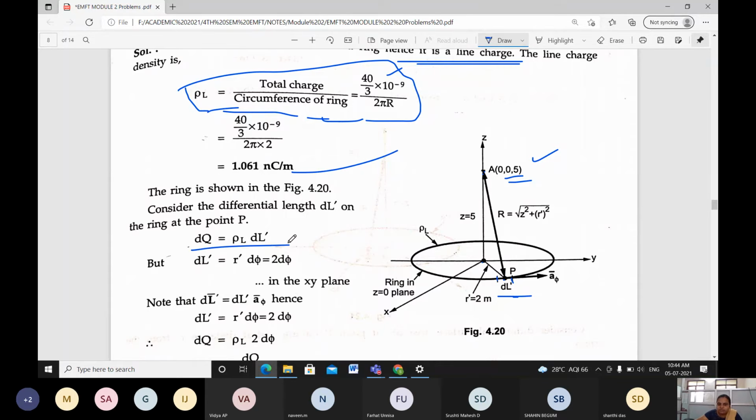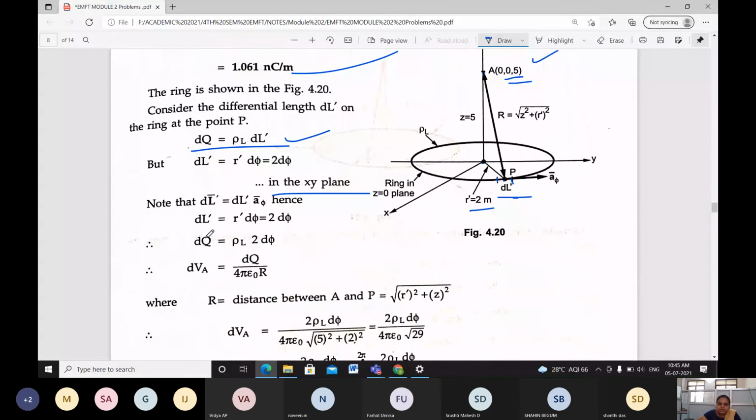Rho L into dl. This is the basic equation. We have already taken it many times when going through the theory part. But in this case, dl is going to be equal to what? It is r into d phi, that is, r dash is going to be 2. The value is 2 into d phi in the xy plane. In the xy plane, but here the direction is towards a phi, for that reason dl is going to be equal to dl into a phi. Hence dl is going to be equal to r dash into d phi, that is nothing but 2 into d phi only you will be getting.